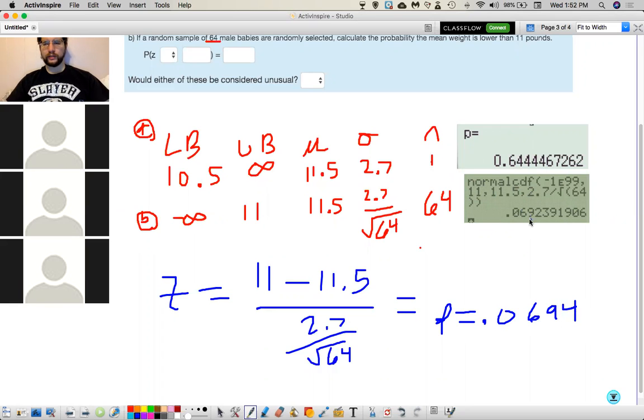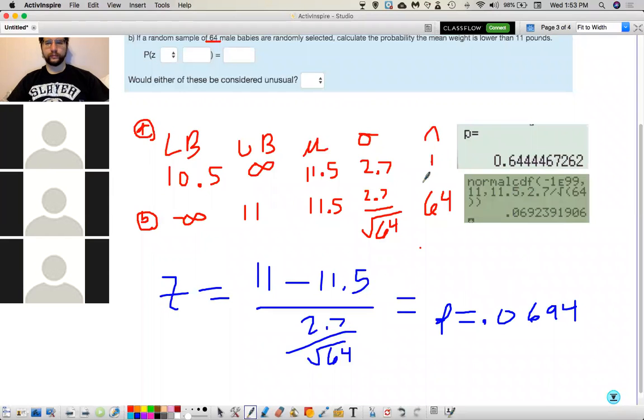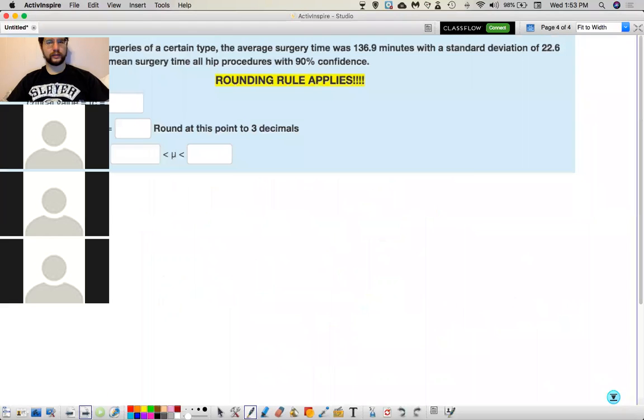And if we notice, it's the same to 3 decimal places as if we did it with the calculator. You will get slightly different answers with the calculator and with the chart because the chart rounds to 4 decimal places for everything. Calculator doesn't round to the end. Technically, it's got about 52 decimal places.